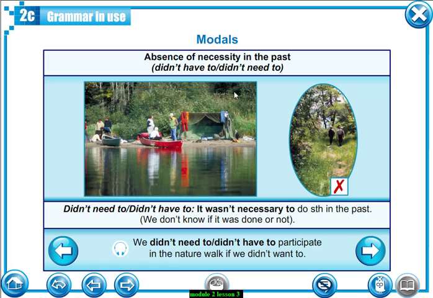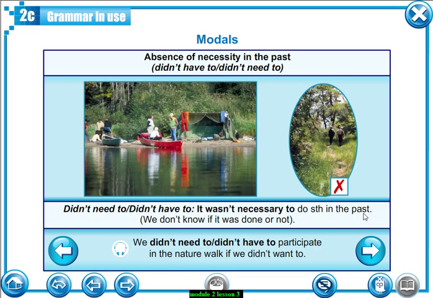The next one: how can I express absence of necessity but in the past? Before we talked about absence of necessity in the present. Now we will use absence of necessity in the past. We use didn't have to or didn't need to. As you see, didn't need to or didn't have to is used to express that doing something in the past wasn't necessary.